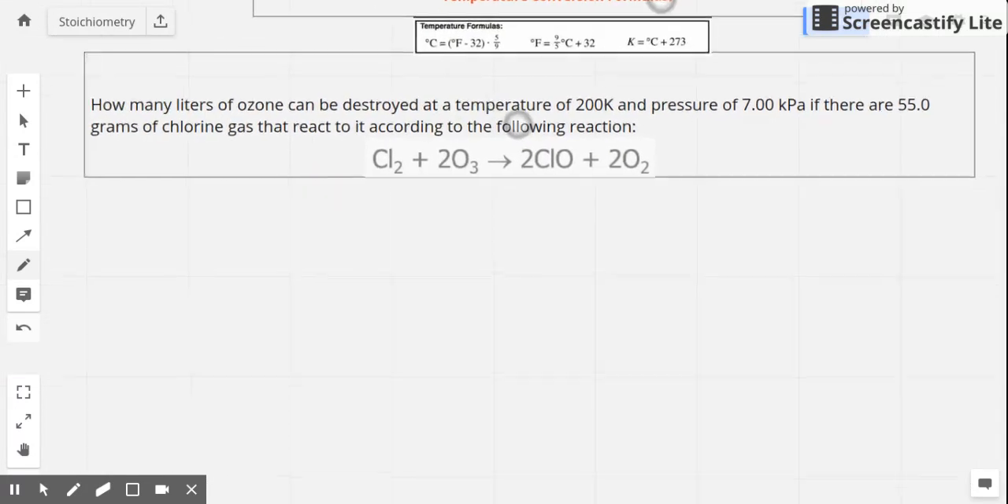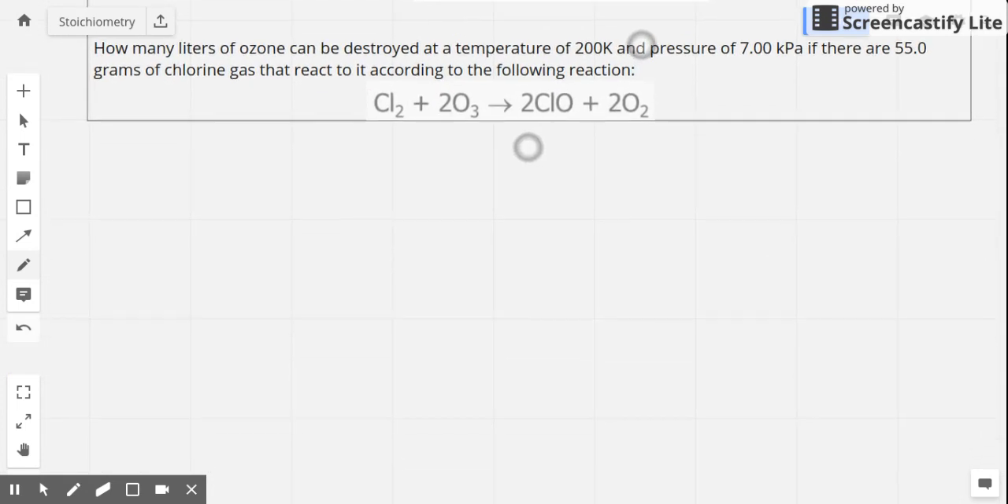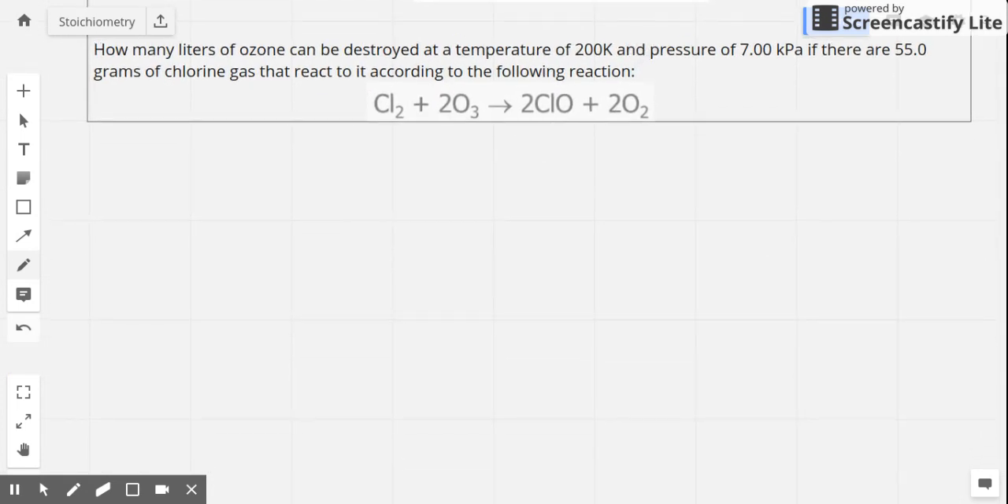I want you to look at this problem now. This is the problem about ozone, the destruction of your ozone. How many liters of ozone can be destroyed at a temperature of 200 Kelvin and a pressure of 7 kilopascal if there are 55.0 grams of chlorine gas that react to it according to the following reaction? Cl2 plus 2O3 producing 2ClO plus 2O2.